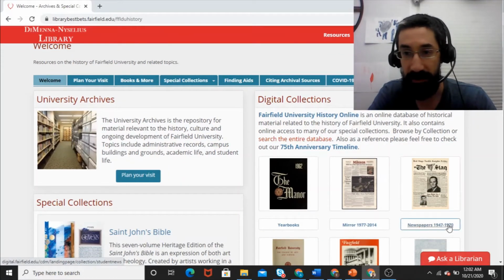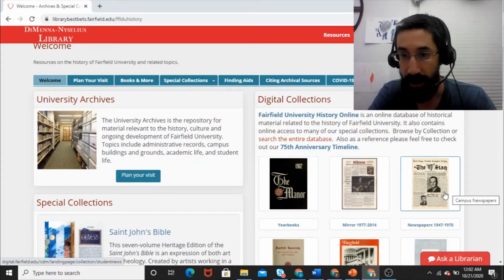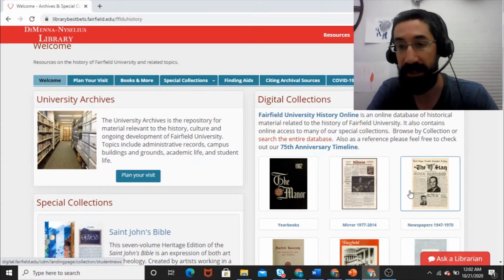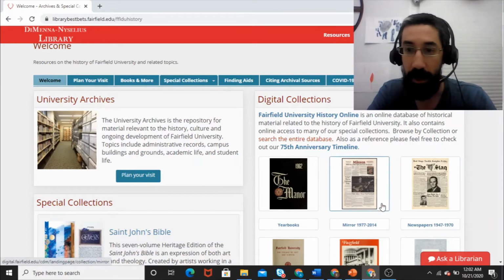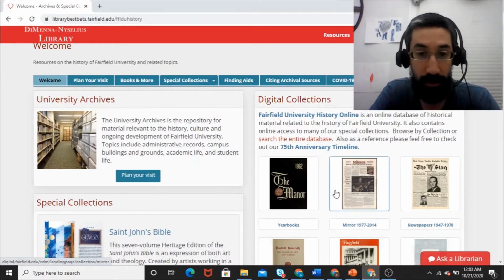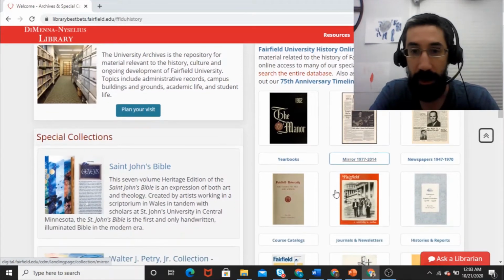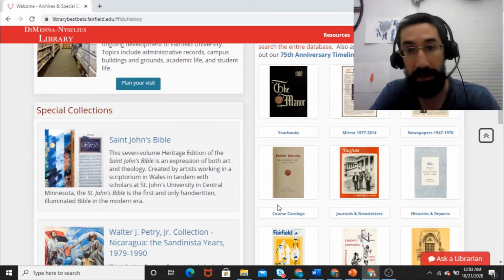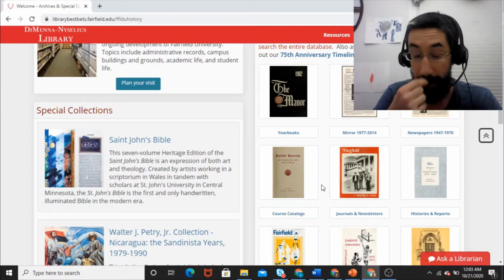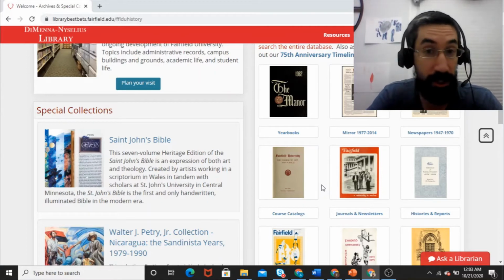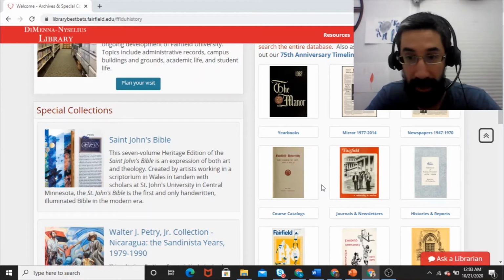So we have Fairfield University newspapers. Okay, so it's called the Stag. From 1947 to 1970, the newspaper was called the Stag. Starting in the 70s, it was referred to as the Mirror. We have back issues of the Manor going back quite some time. Course catalogs. So, like, if you want to see how the courses that were offered in a particular major changed over time, that's a great way of looking at it.